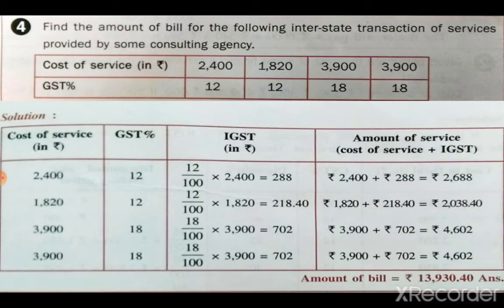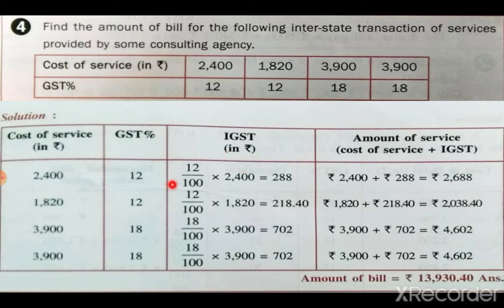Next sum. Find the amount of bill for the following interstate transaction of services provided by some consulting agency. Here it is given interstate transaction. So it is clear that we have to find IGST, not CGST and not SGST. So we have to find IGST, cost of services. As I told you, you have to write this down in vertical format. Cost of service, this full line in vertical, same full line in vertical, GST line.